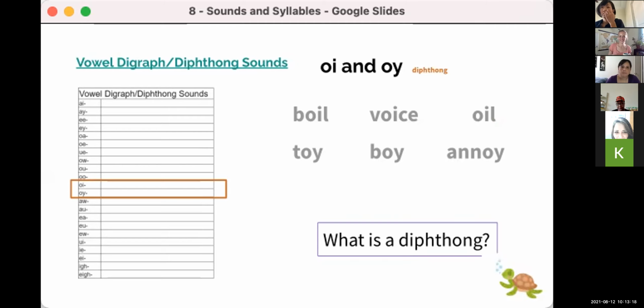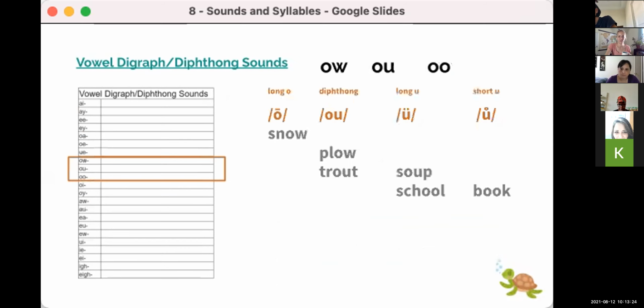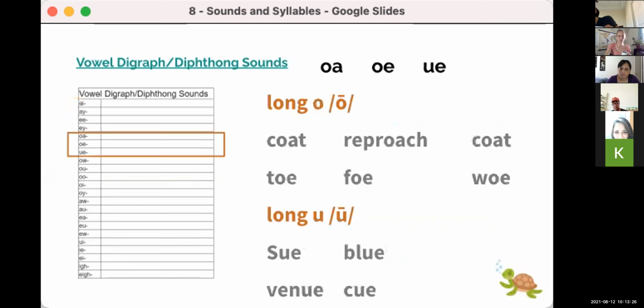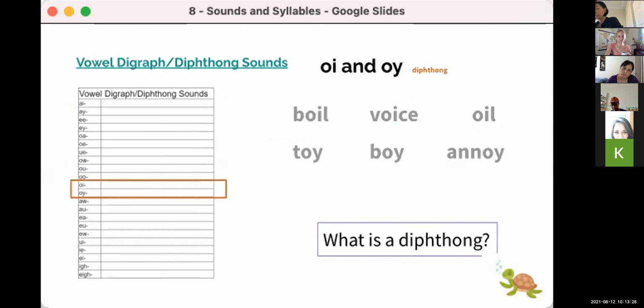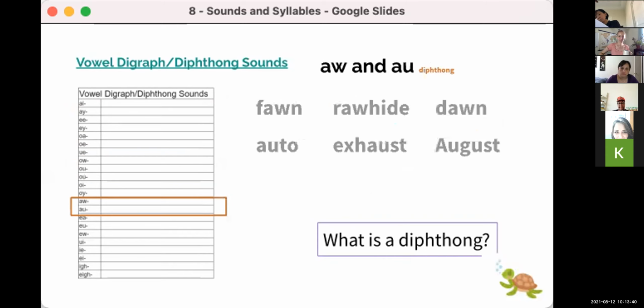Okay. Any questions so far about the sounds we've learned? Then let's check the next one on our list. The next two we have are AW and AU. This is where we're going to spend our time today.